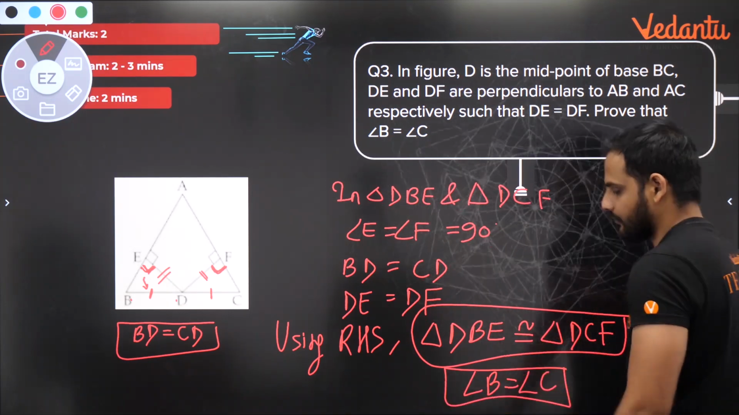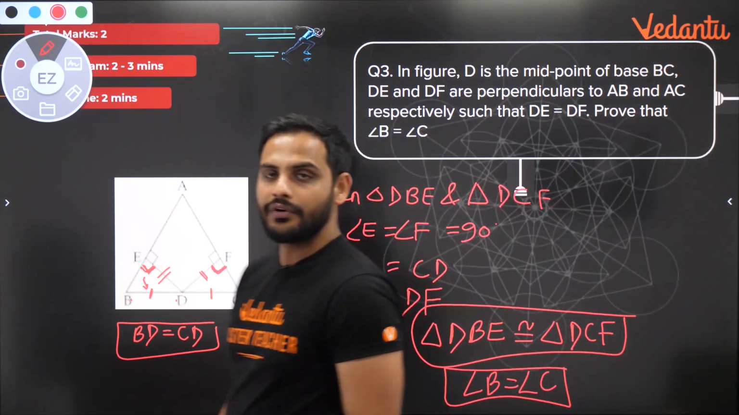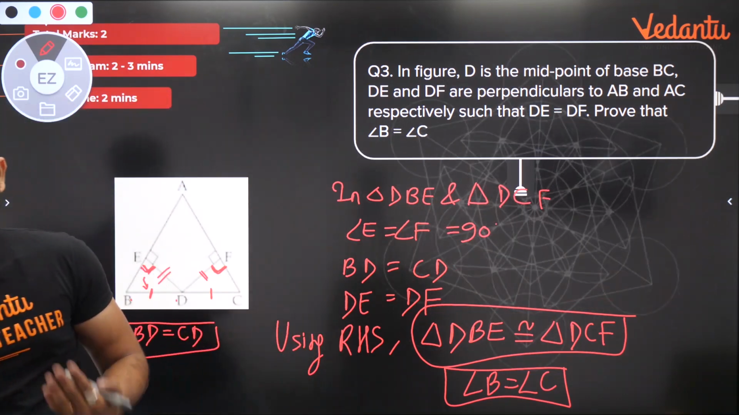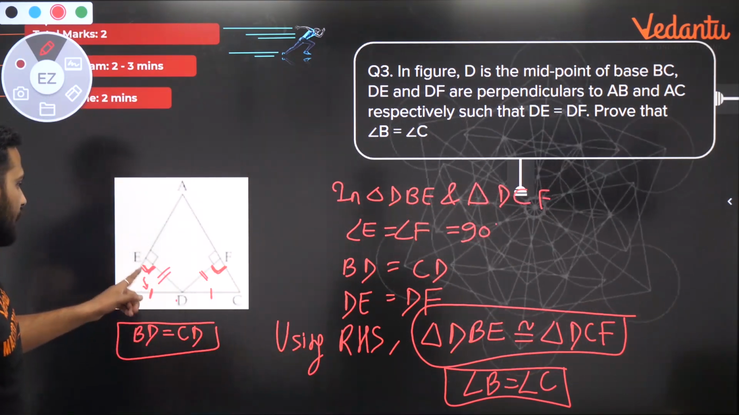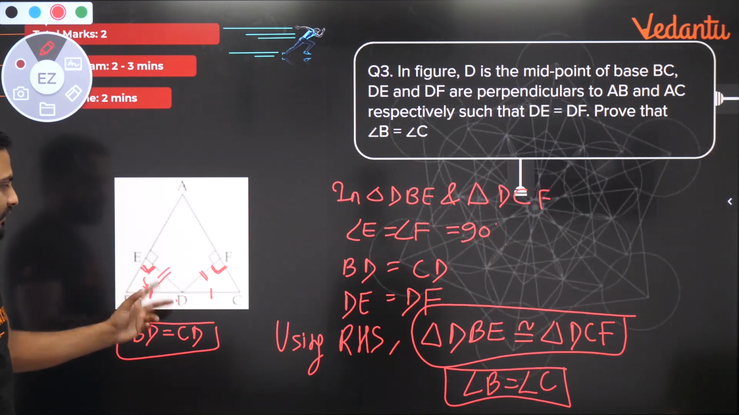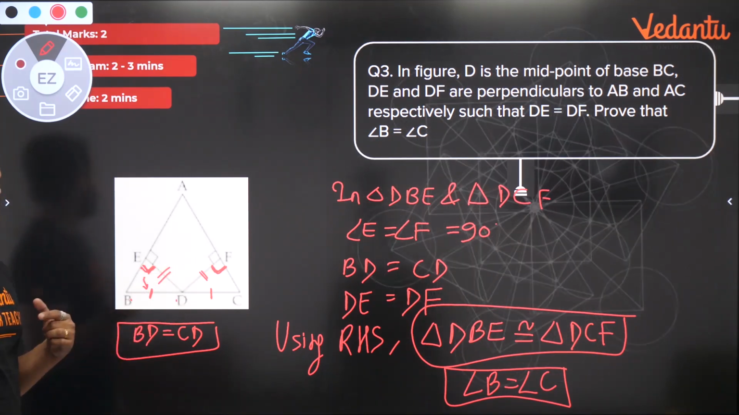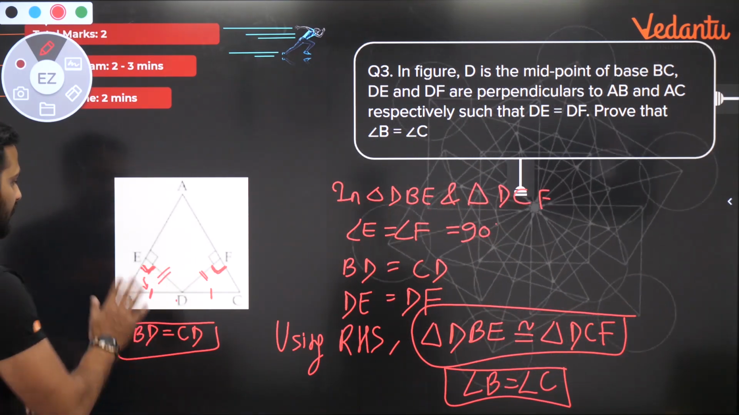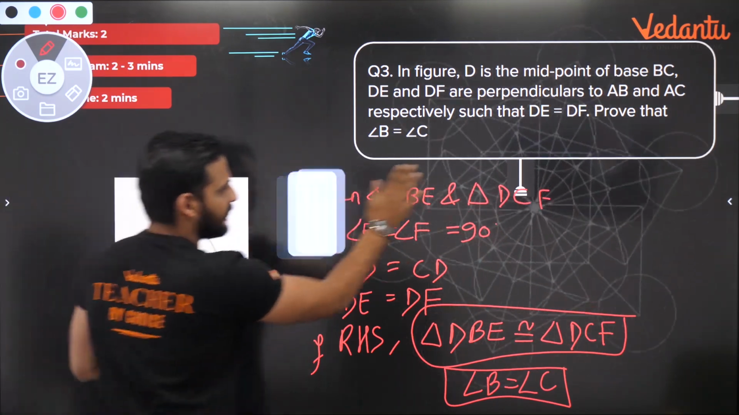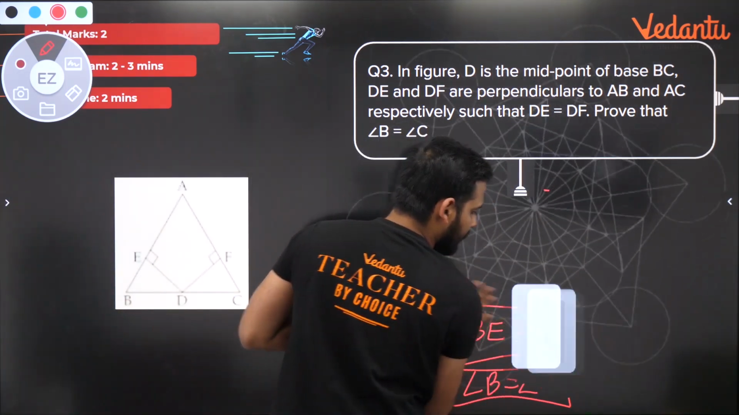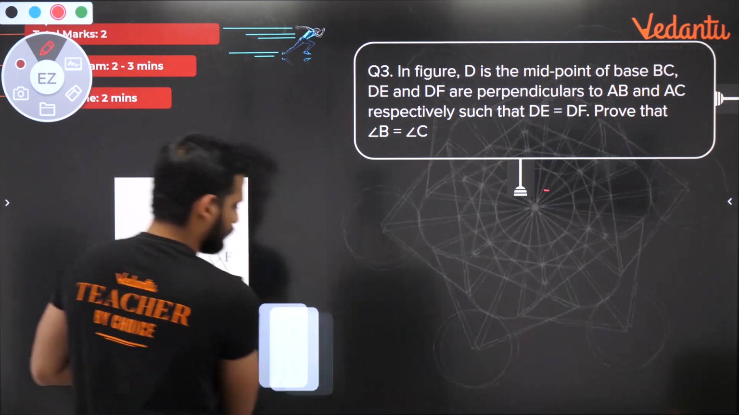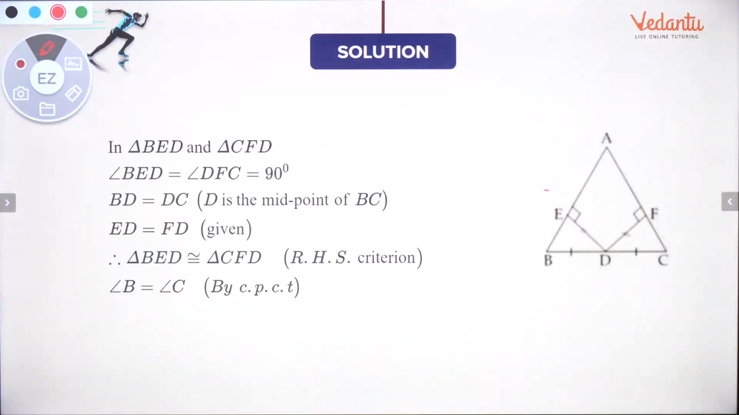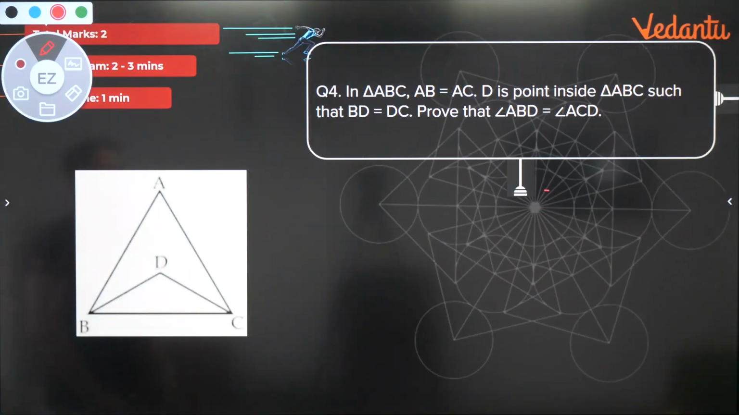Correct? So as I've told you, bachcho, we need to focus on the two triangles for which we know at least three things. So here I saw that I know the right angles are here, and two sides are given equal to each other. So let us pick those triangles. Understood? So this is how we can solve this question. Very easy question, a direct question. So this is the solution here. You can see it here one more time. Let's move to the next question.